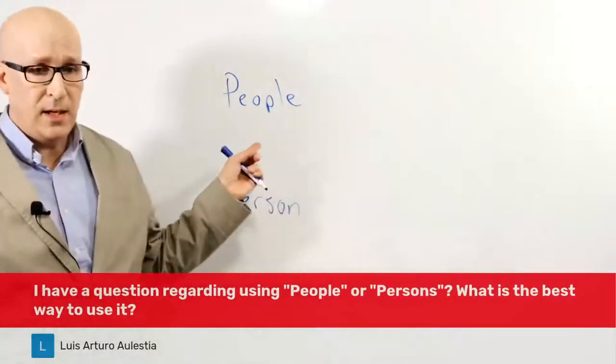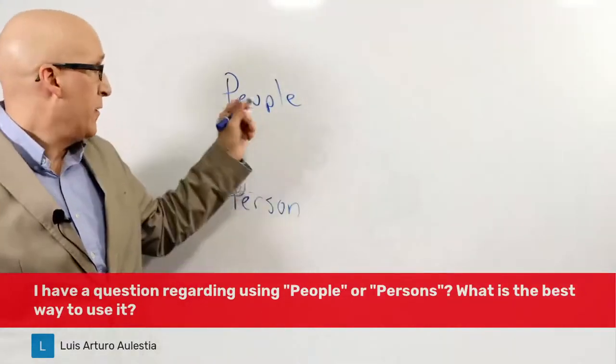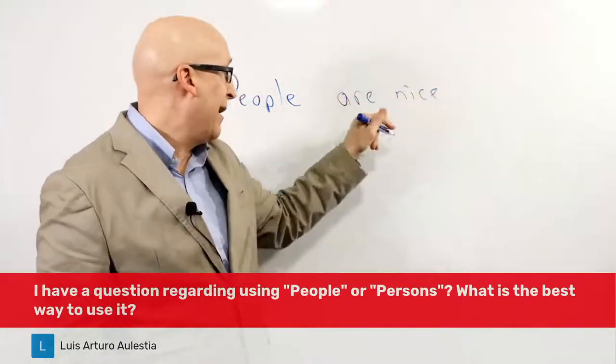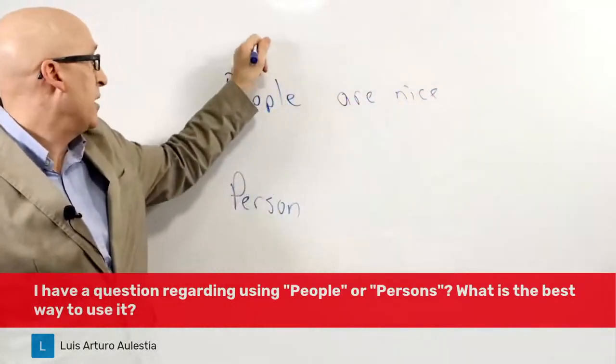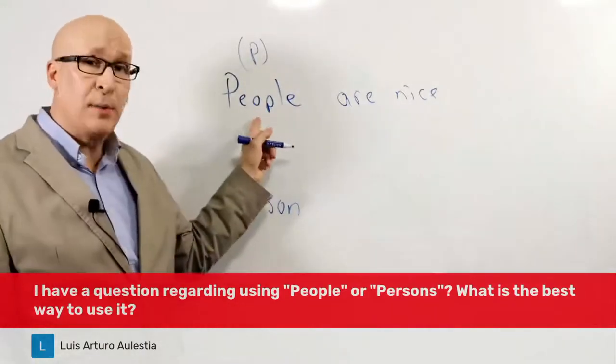Now, people is a plural noun. Okay? So if you make a sentence, you need to say people are nice or people are something. This is considered a plural noun. Okay? Now, it's already plural in its meaning.